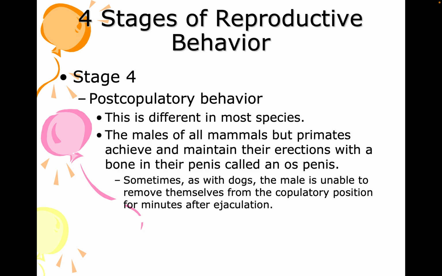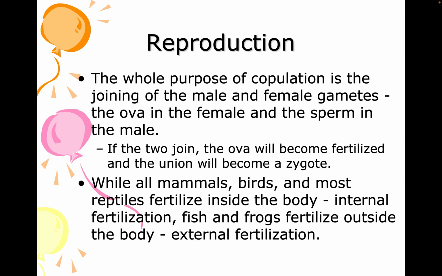And of course, they're going to have to wait until she gets back into that position before he can pull his penis out. The whole purpose of copulation is the joining of the male and female gametes, the ova in the female, of course, and the sperm in the male. If the two join, the ova will become fertilized and the union will become a zygote. While all mammals, birds, and most reptiles fertilize inside the body, internal fertilization, fish and frogs fertilize outside the body. This is known as external fertilization.